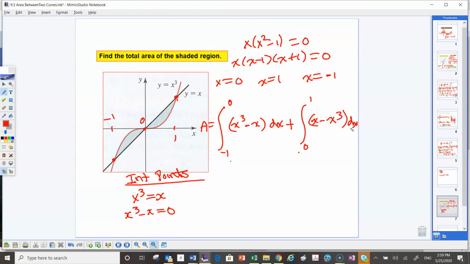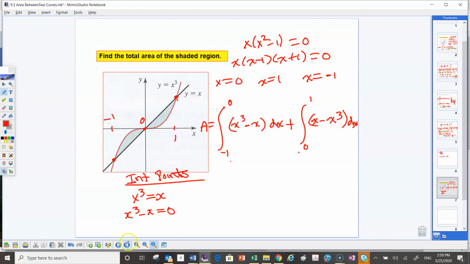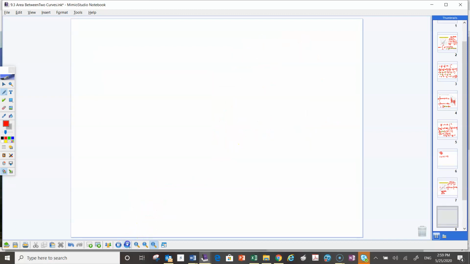So there you set up your two different definite integrals, and the first definite integral calculates the area in quadrant 3 between the two curves, and the second integral calculates the area in quadrant 1. So let's go ahead and do the math now. So I'm going to integrate this integrand.